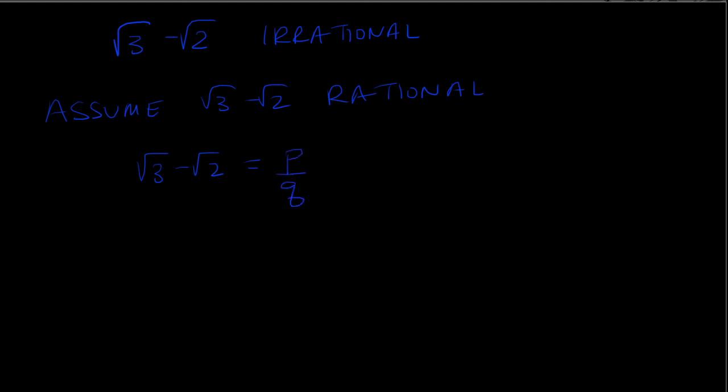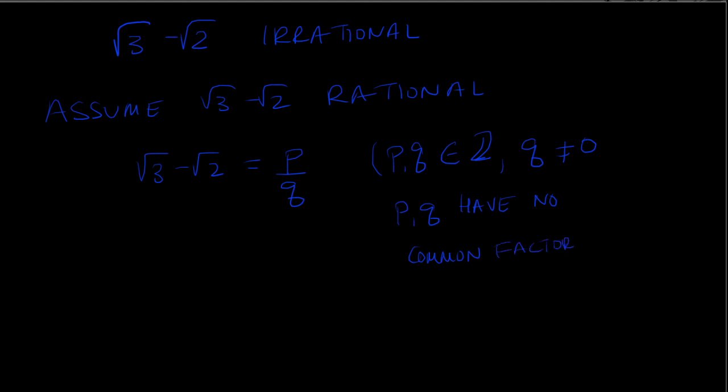So by definition of rational, we can represent square root of 3 minus square root of 2 as a ratio of two integers. So here P and Q are going to be integers where Q is not equal to 0, and P and Q have no common factors. This means I cannot simplify P over Q. So if I square both sides, I'm going to get 3 minus 2 root 6 plus 2 is equal to P squared over Q squared.